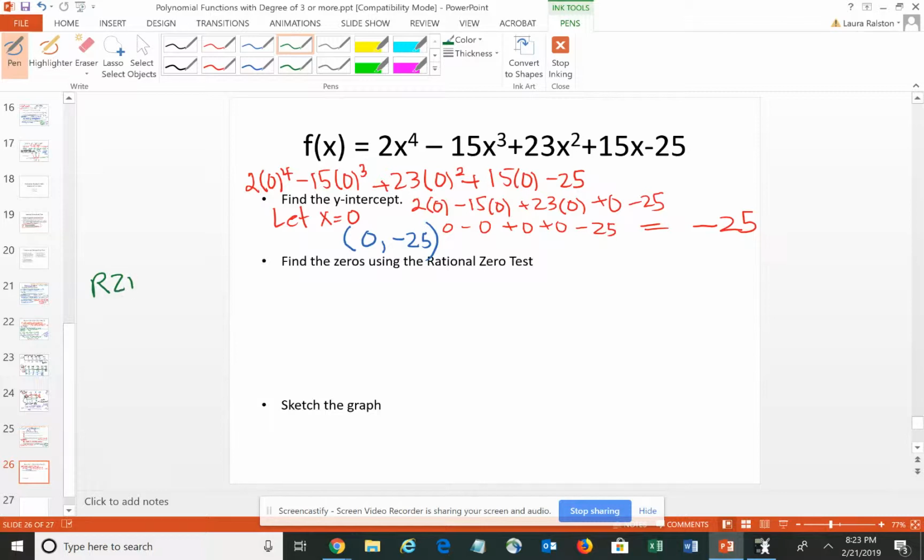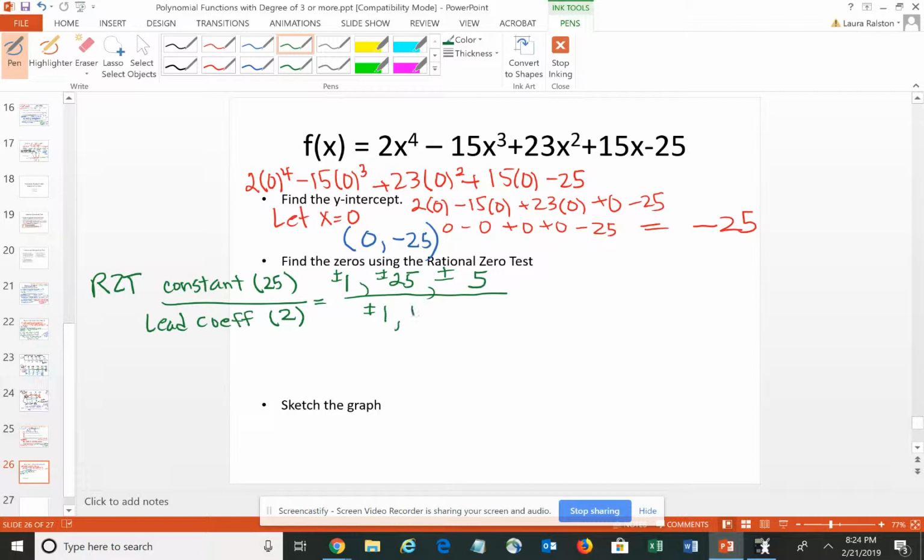For my rational zero test, I'm going to look at my constant, which is 25, compared to the lead coefficient, which is positive 2. So then I have to think about the numbers that I can multiply together and get 25. I can do 1 and 25 and then 5 times 5. And again, remember, we don't know whether those are positive or negative. Then in the denominator, what I multiply to get 2, I could have plus or minus 1, plus or minus 2.